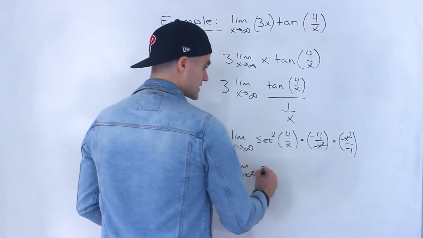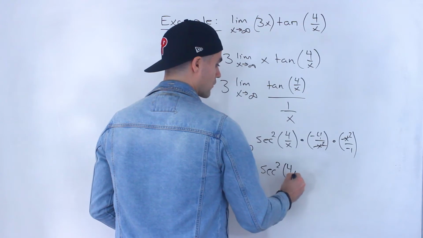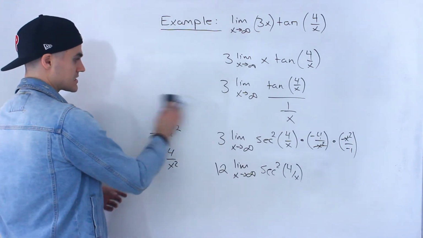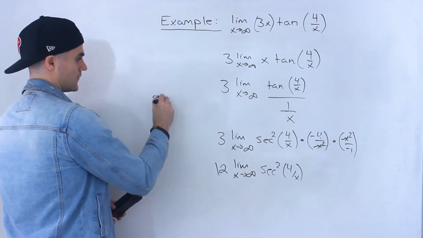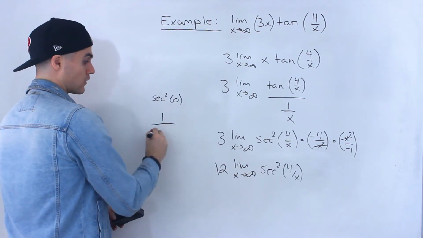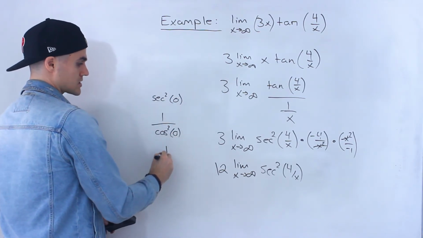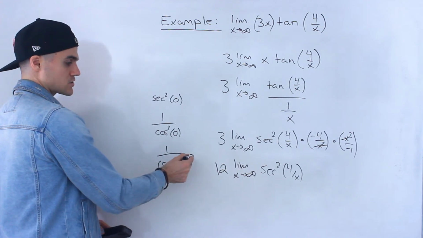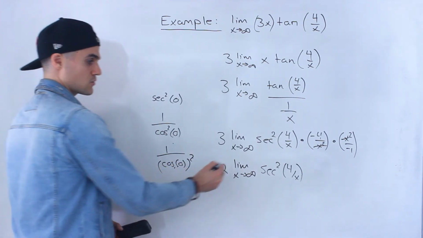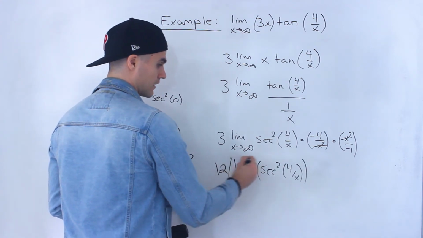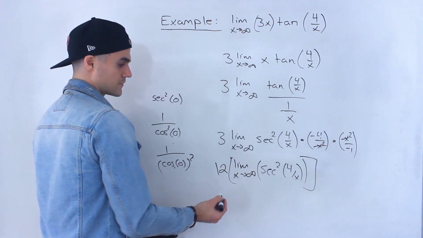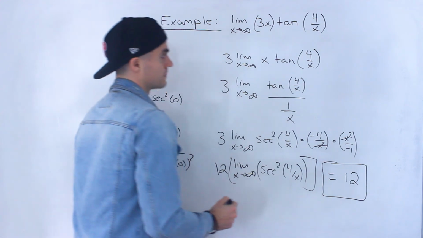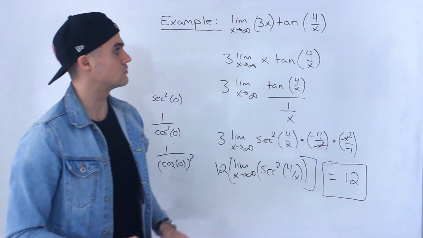And then we would end up having secant squared of 4 over x, which is going to be like secant squared of 0. Okay, now secant squared of 0 is like 1 over cos squared of 0, which is like 1 over cos of 0 squared. Cos of 0 is 1, 1 to the power 2 is 1, 1 divided by 1 is 1. So this whole limit is going towards 1. So we'd have 12 times 1, which ends up being 12. And so that is the answer to that limit there.